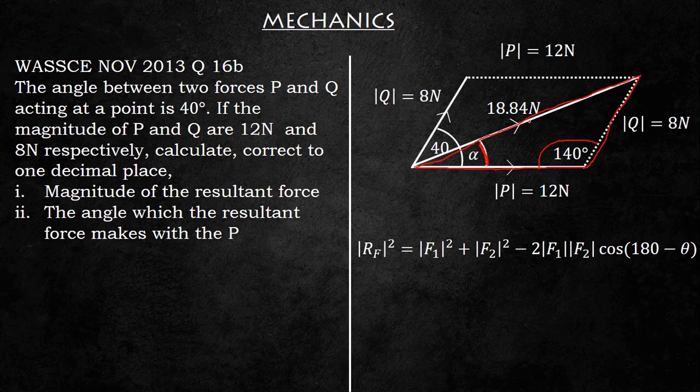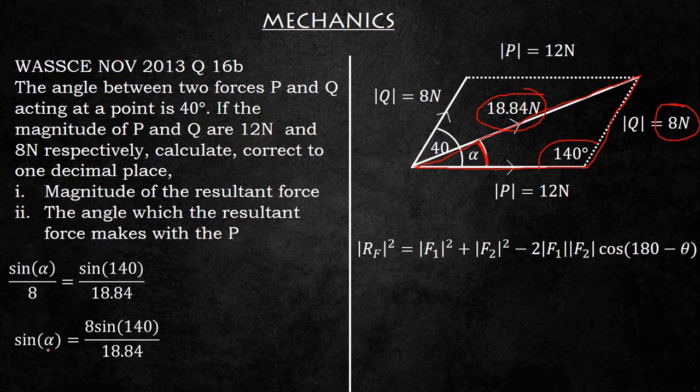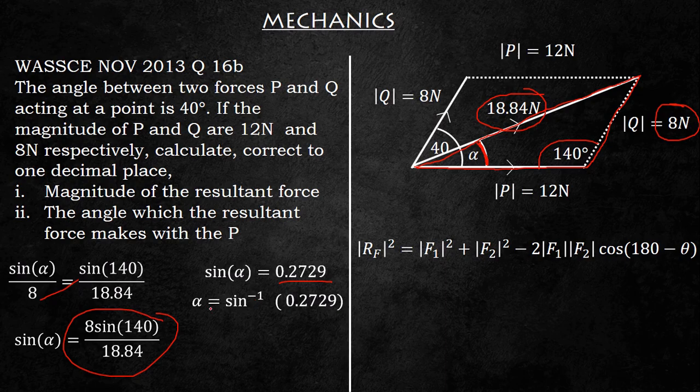Now this angle over here is opposite to this, and you can see that the angle alpha is opposite to this over here. So with this I can use the sine rule to solve for alpha. From the sine rule, I have alpha opposite to the 8, and I have the 180 minus 40 angle opposite to the 18.84. So I make alpha the subject: I move the 8 to this side, multiplying through by 8. When I punch this whole thing in the calculator, I end up with this. Then I take the sine inverse of both sides, so alpha is equal to the sine inverse of 0.2729.